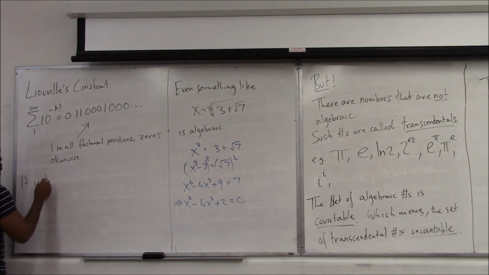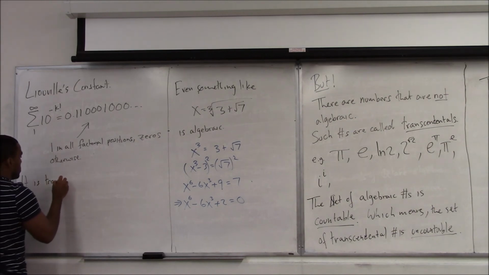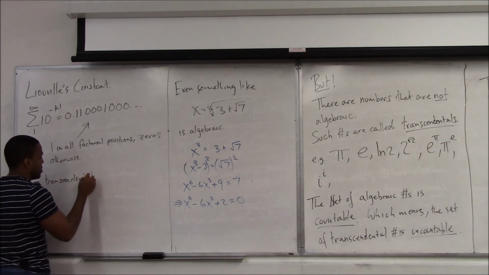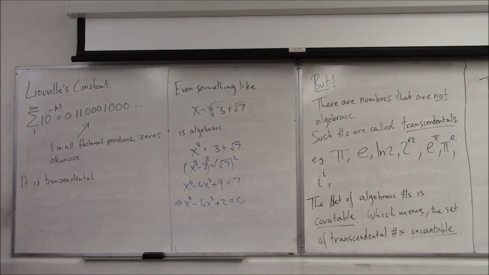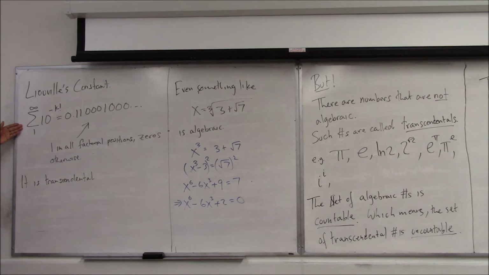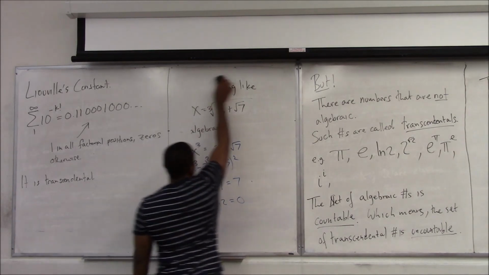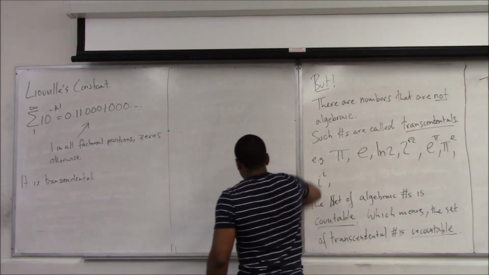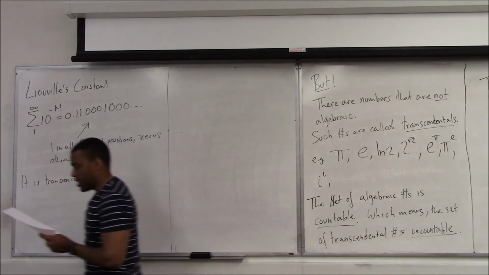It is transcendental. So look at the 1 factorial, the 2 factorial, the 3 factorial, the 4 factorial, the 5 factorial. Look at those positions and put a 1 in those positions. If in all other positions you fill it with 0, you would create an infinitely long decimal expansion, and it turns out that it is transcendental, which means it's not a rational number. Because all rational numbers are not transcendental. So there are weird animals like that.